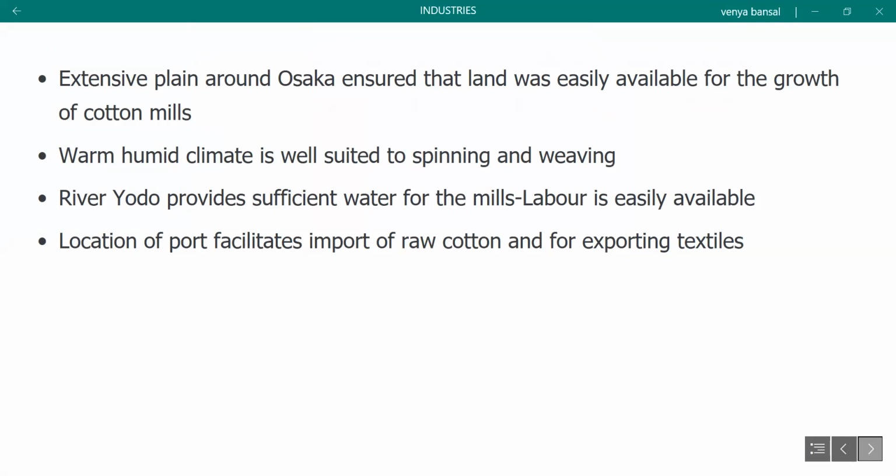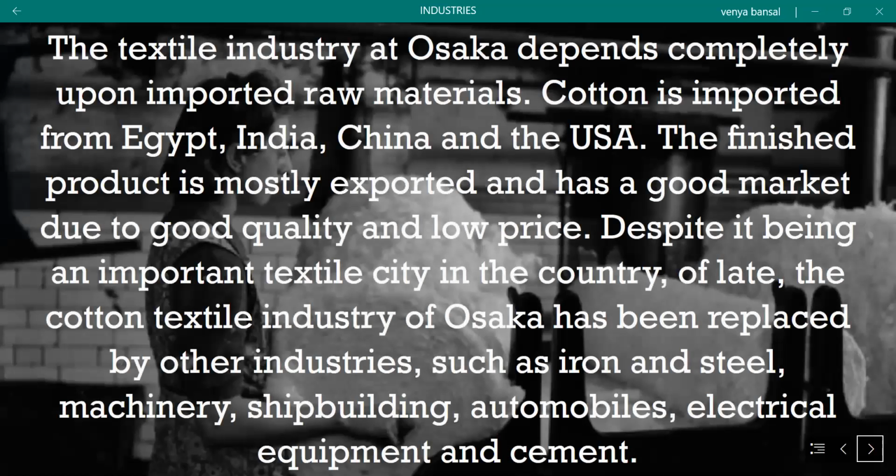Location of port facilities helps in the import of raw cotton and for exporting textiles. Here, the important thing is that cotton is not grown in Japan, but processed over here. The textile industry at Osaka depends completely upon imported raw material. Cotton is imported from Egypt, India, China, and the USA. The finished product is mostly exported and has a good market due to its quality and low price.